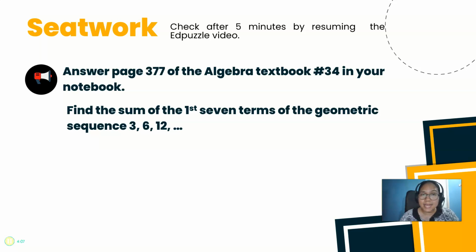Now, please answer the exercise found in page 377 of your algebra textbook, item number 34. Find the sum of the first 7 terms of the geometric sequence, 3, 6, 12, and so on. You have to decide which formula to use here. You have 5 minutes to answer and then resume the Edpuzzle video.